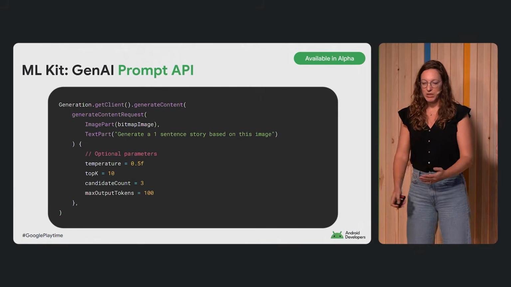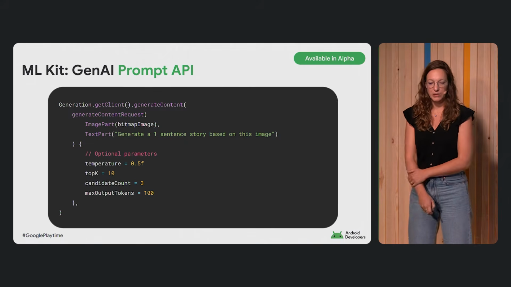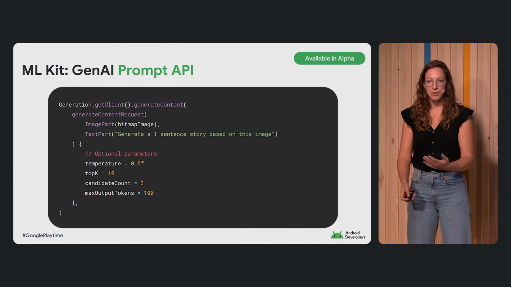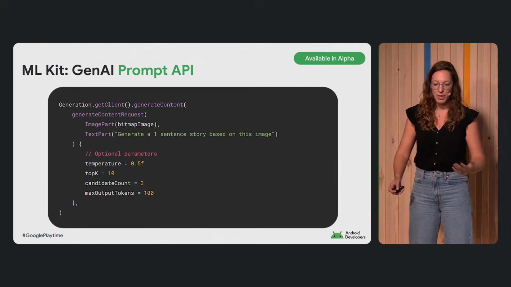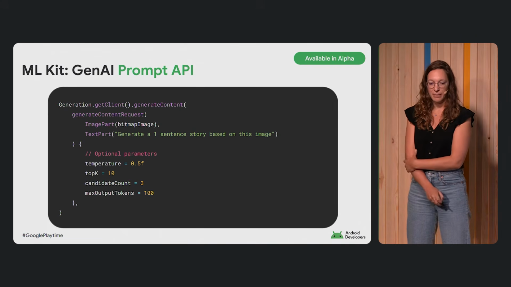So again, the code demonstrates the ease of use. You can see how easy it is to basically create an image and a text as inputs. And then also you can basically configure what you want, for example, the maximum output tokens to be, or what you want the temperature to be, all these kind of prompt configuration things.